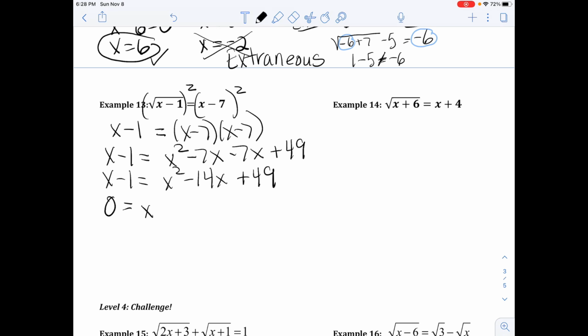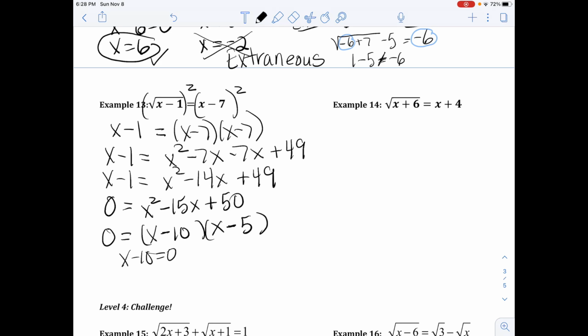Zero out the left side and factor to solve. I added the 1 to the other side, that made the 50. I subtracted the x to the other side, that made the negative 14 into negative 15. We're looking for two numbers that multiply to be 50 and add to be negative 15. I made a teeny mistake there because I need those both to be minus. So x minus 10, x minus 5, because I need a positive 50 but a negative 15.